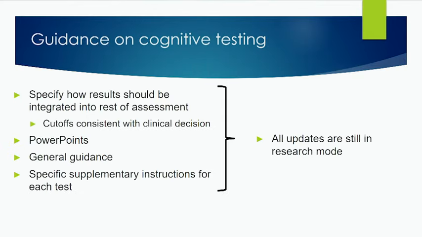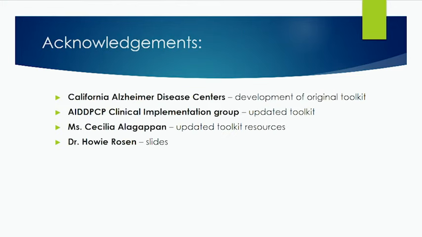So the guidance on cognitive testing, as I mentioned, should specify how results should be integrated into the rest of the assessment, and how to use the cutoffs and that sort of thing. There's PowerPoints. There's general guidance about how to use and do this cognitive testing, as well as specific supplementary instructions for each test. And again, these are still in the research mode, but they will eventually be more readily available.